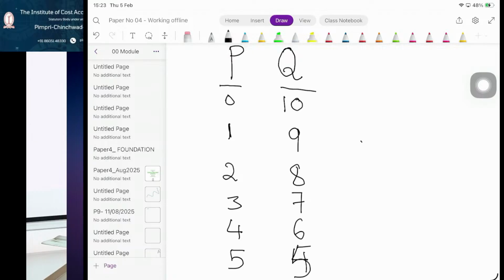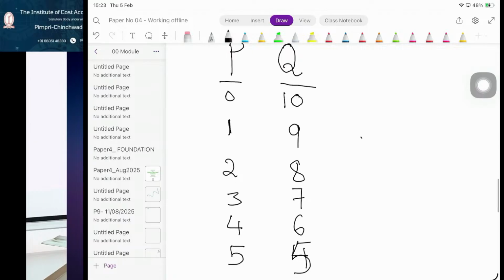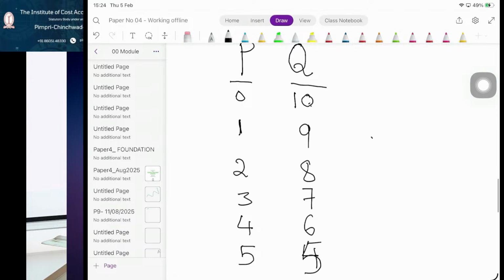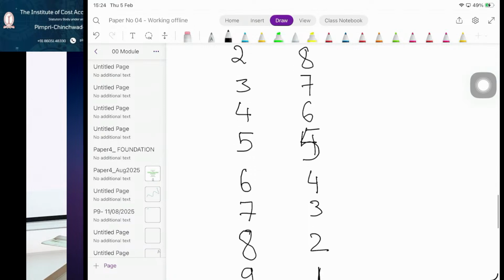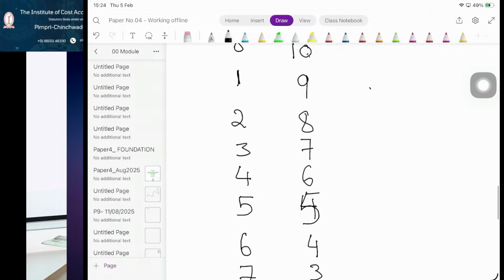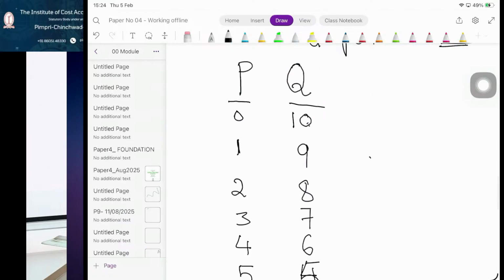Okay, so imagine this is the schedule for a firm that is to sell 10 units. At 0 price, 10 units will get sold, at 1, 9, 8, 7. This is like what a firm can sell at various prices. Now if I multiply price by quantity, P into Q, I will get what is called the total revenue.